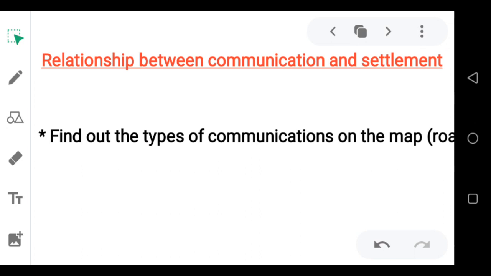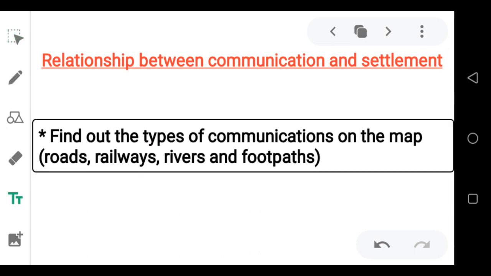Now, let's look at relationship between communication and settlement. In finding out the relationship between communication and settlement on a map, first of all, find out the types of communications on the map. When we say communications in map reading, we are not talking about telephones or GSM. No. We are talking about roads network. The roads, the railways, the rivers, and the footpaths.